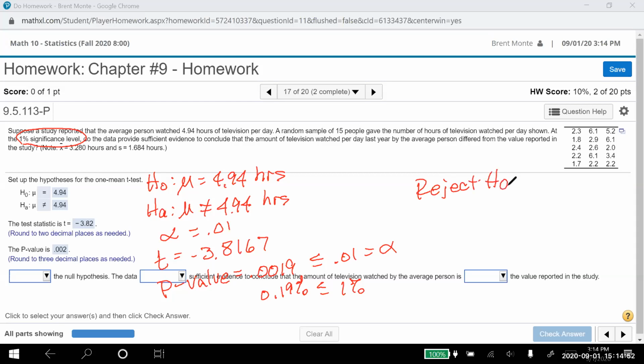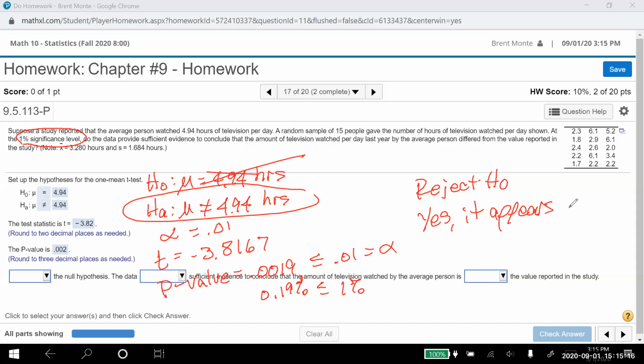Well, what does that mean? Well, if I reject that, I go with the alternative. So now I answer the question that says, do the data provide sufficient evidence to conclude that the amount of television watched per day last year by the average person differed from the value reported in the study? I say yes. It appears, or the data is sufficient to show, I'm just going to say it appears, because we'll state it more formally in the wording. It appears that what? That mu is not equal to 4.94.